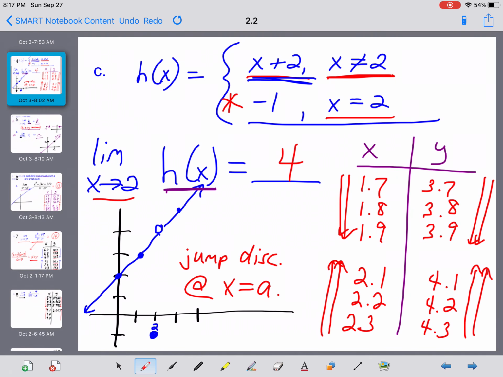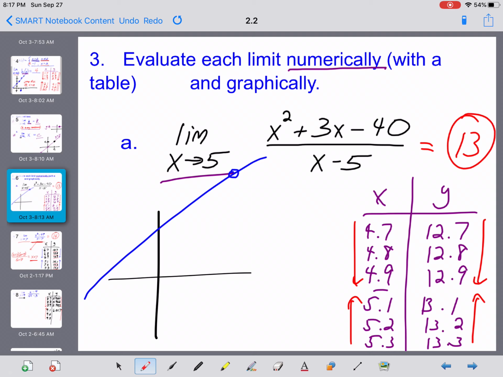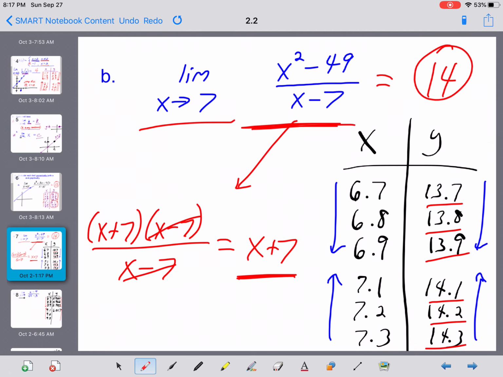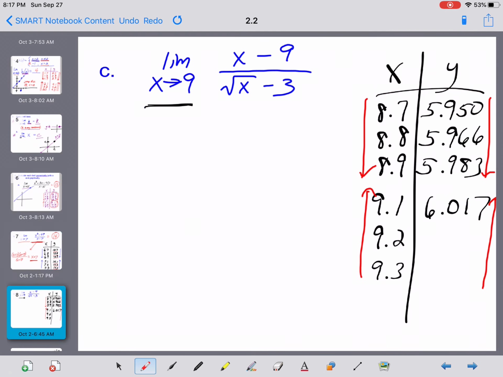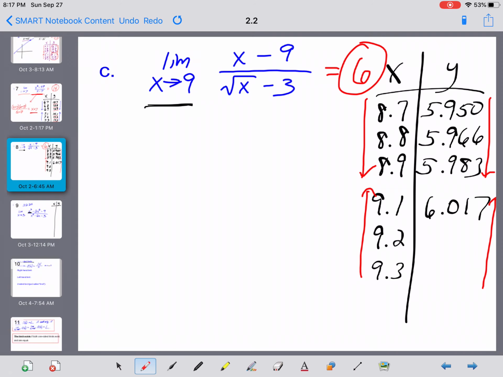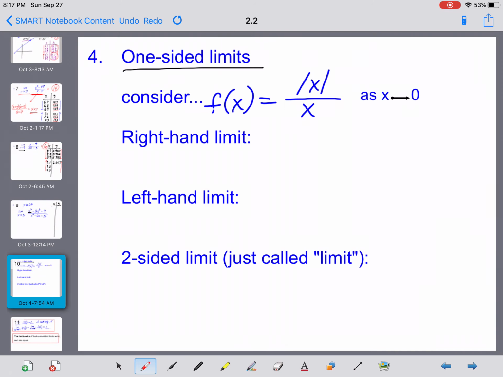And then as we kept going, our y values were converging towards 13 from both sides. These numbers, as we read them from top to bottom, were converging towards 13. These three numbers, as read from bottom to top, as x was approaching 5, those values are converging towards 13 as well. Same thing happened here with converging towards 14. This one, which I don't think I ever actually wrote down the answer to, they were all converging towards 6. Okay, so we saw the same convergence from both sides, but that doesn't always necessarily have to happen.